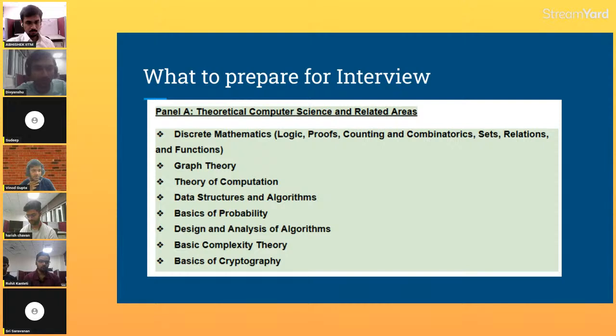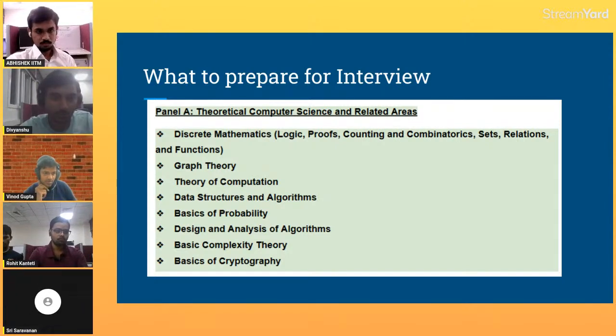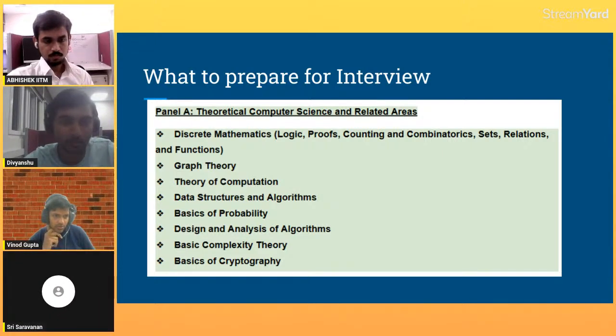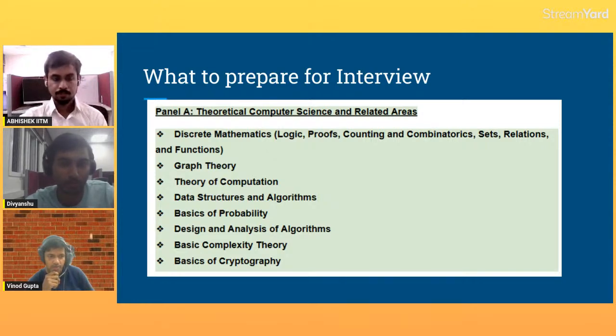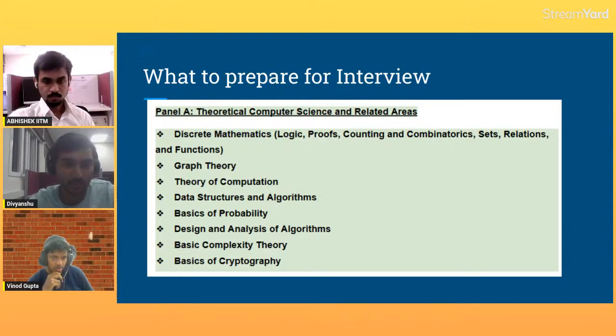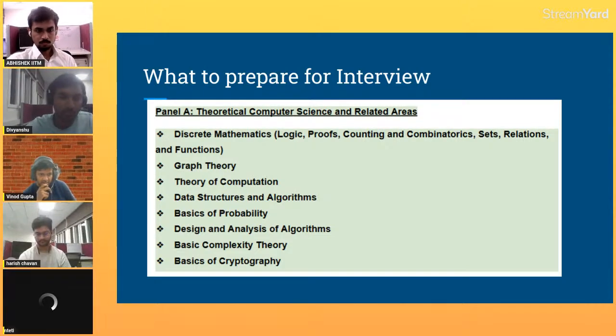Yeah, thank you, Vinod. So, as you guys know, there are three panels in MSCSE. The first panel is theoretical computer science. These are the subjects that you need to prepare if you are targeting theoretical computer science. Discrete maths is compulsory. Even if you are not preparing for theoretical CS, you have to prepare discrete maths. That's a compulsory subject. Other than discrete maths, you have to prepare graph theory, theory of computation, DSA, probability, the basics of complexity theory and cryptography.